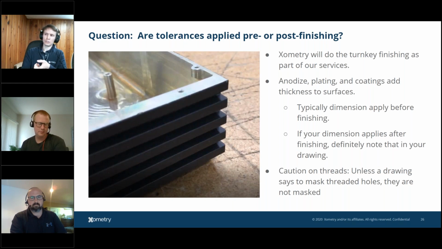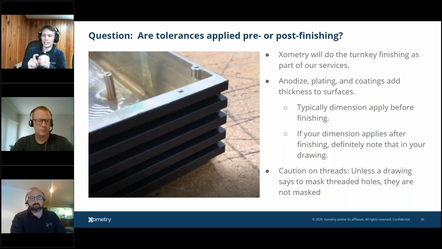If you do have something, say a dovetail mount that's very tightly toleranced, and the dimensions need to apply after finishing, this is where that love letter to Xometry, to your manufacturer, comes into play. Make sure that you're explicit in the notes that tolerances apply after finishing. It's even worth noting if there are specific tolerances, by noting those on an arrow callout on those features on your drawing. The other caution that we have when we talk about finishing is with threads.